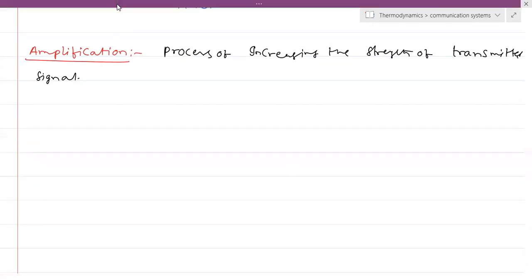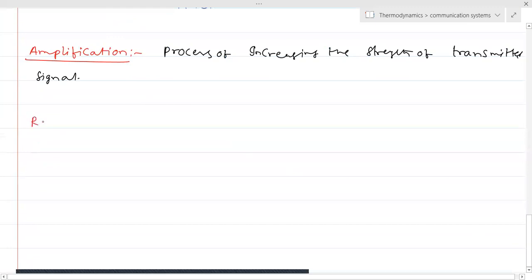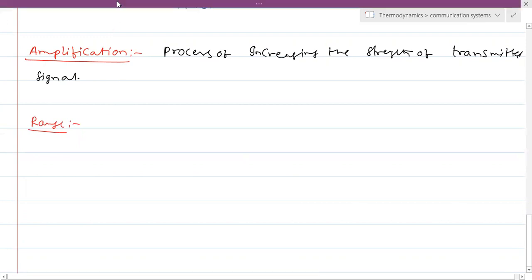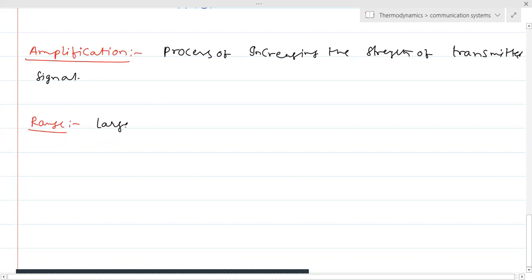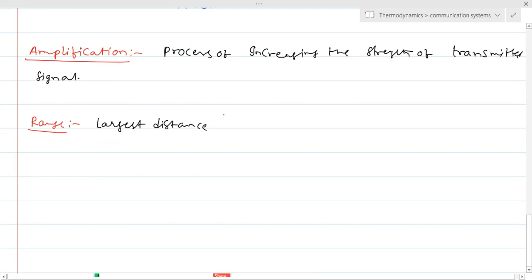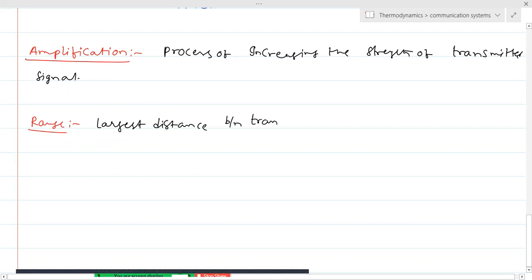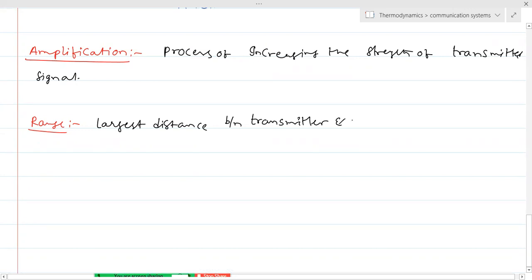So the upcoming one is important, range. Generally we will come across range in these problems. So range means the largest distance between transmitter and receiver.